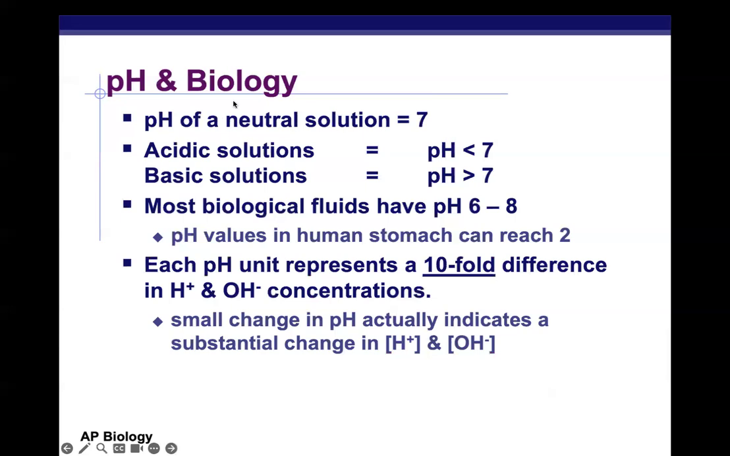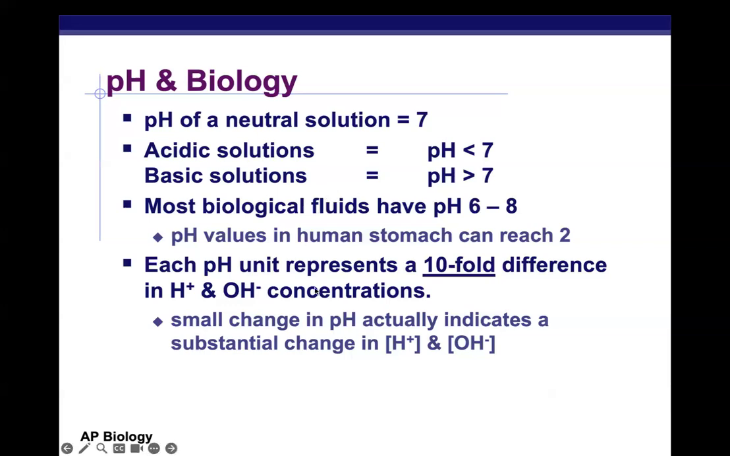Why is the fact that water is neutral and pH important in biology? Because most biological fluids like blood and plasma, things like that, have a pH between 6 and 8. Okay. Now, each pH unit represents a 10-fold difference in hydrogen ion concentration. So something that has a pH of 8 is 10 times more basic or 10 times less acidic than something with a pH of 7. And it's 100 times more basic or 100 times less acidic than something with a pH of 6.